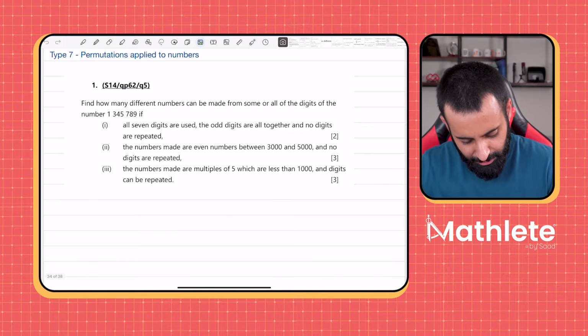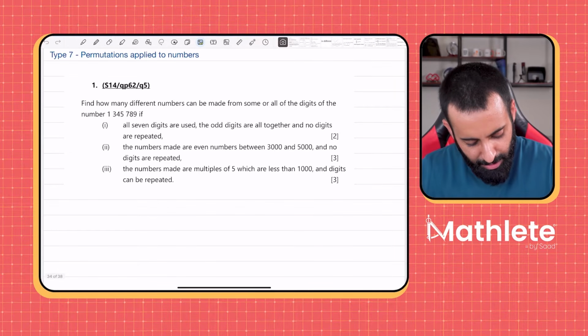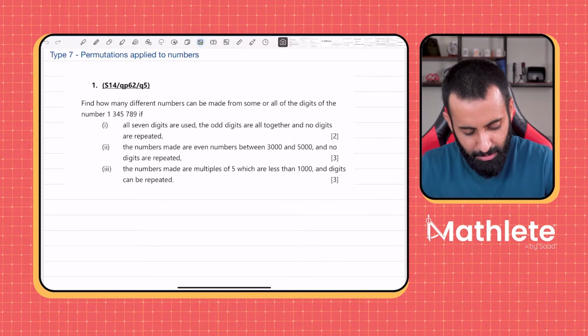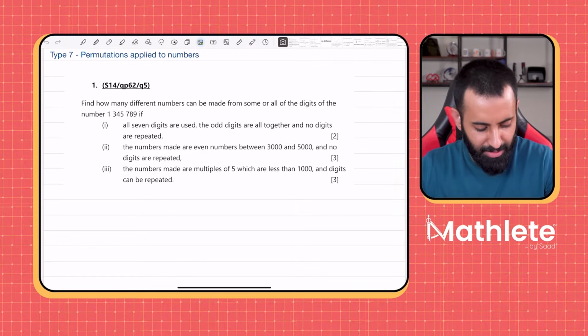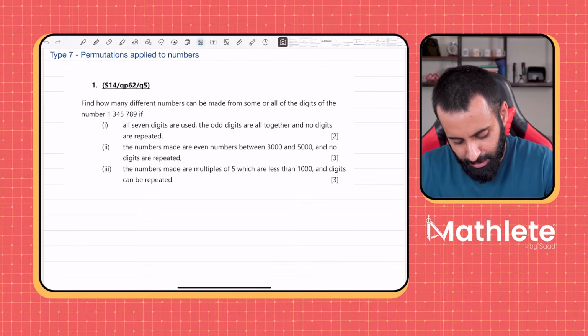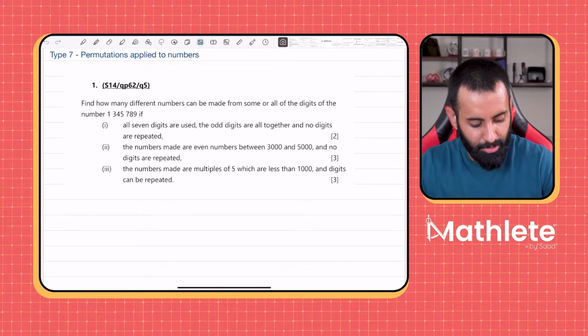This is the first question. It says, find how many different numbers can be made from some or all of the digits of the number 1, 3, 4, 5, 7, 8, 9. So altogether we have 7 digits. If all 7 digits are used, the odd digits are all together and no digits are repeated.